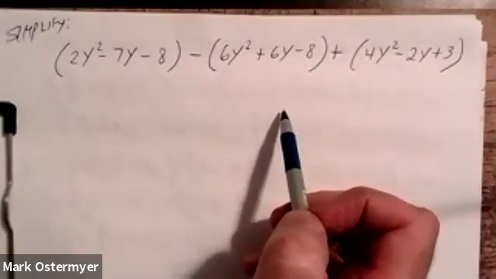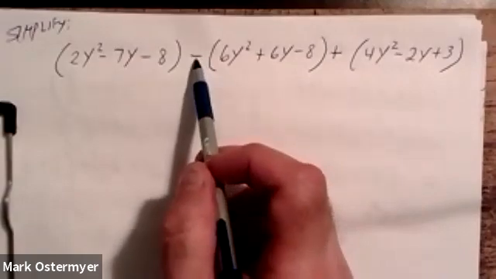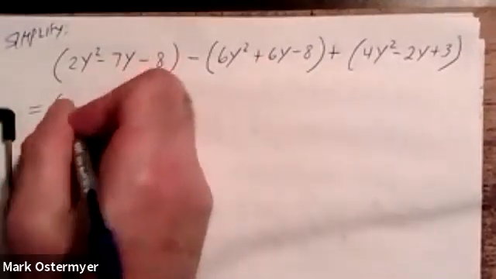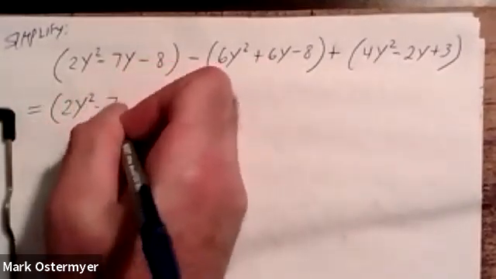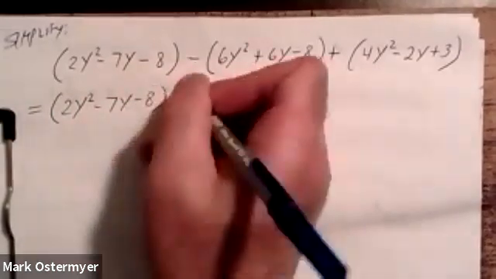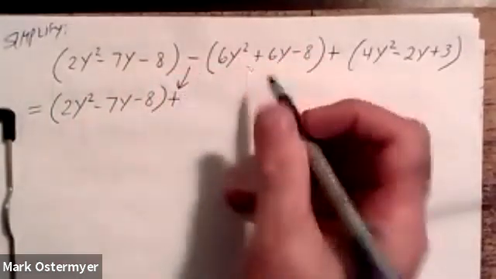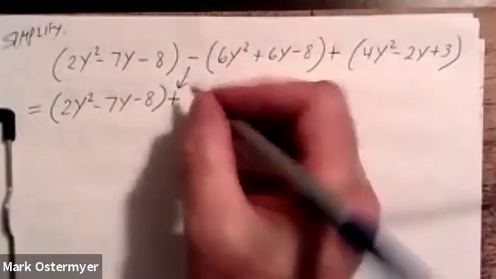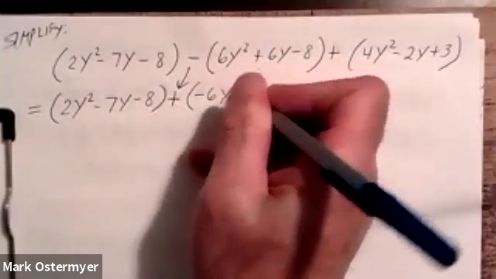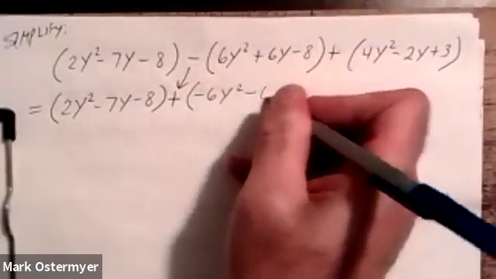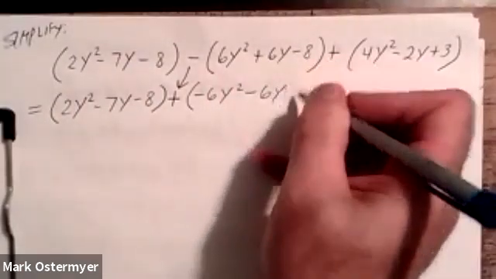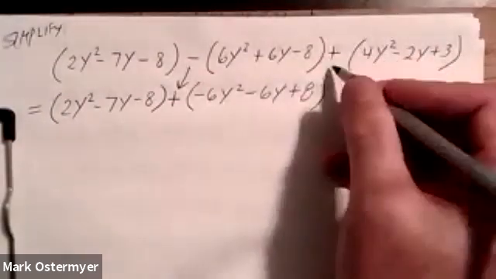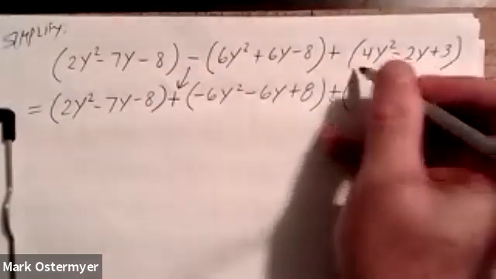The first thing that you may want to do is go through and change your subtraction to addition, but then you have to add the opposite of each of these terms. So the opposite of 6y squared is negative 6y squared. The opposite of 6y is minus 6y. The opposite of minus 8 is plus 8. This is addition, leave it alone. Don't change anything.